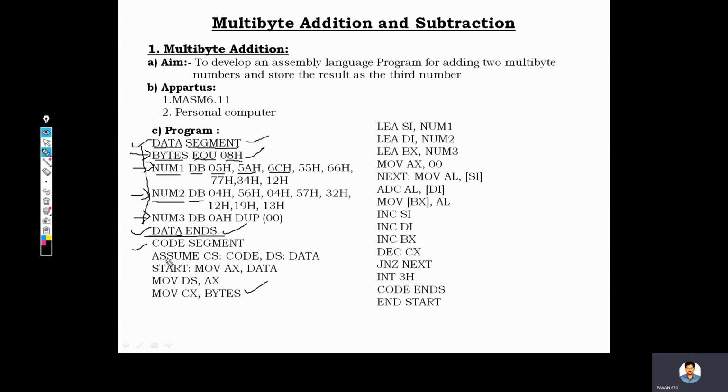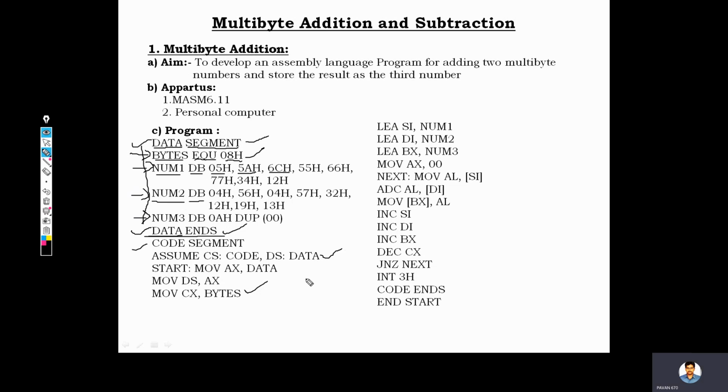And here the basic statement is ASSUME CS:CODE, DS:DATA. This statement means that in your program, in your code, what are the segments you are using here, or what are the segments you are supposed to use. So in my program, I require two segments, code segment and data segment. That's why I have provided here ASSUME CS:CODE, DS:DATA.